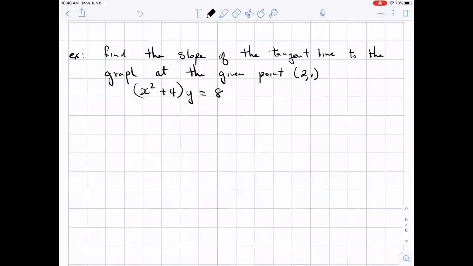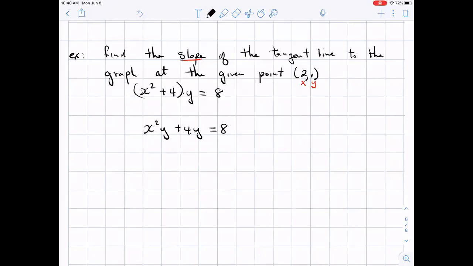So here's another example where you're asked to find the slope of a tangent line to the graph at some given point. So you're given a point, so you have an x and a y, right? Now we know find the slope means we have to take the derivative of this. So if you look at this, you could distribute y. This is the same as x squared y plus 4y is equal to 8. And I think it will be easier to see the derivative here rather than taking the derivative of this as a product using the product rule. It doesn't matter. You'll get the same answer.